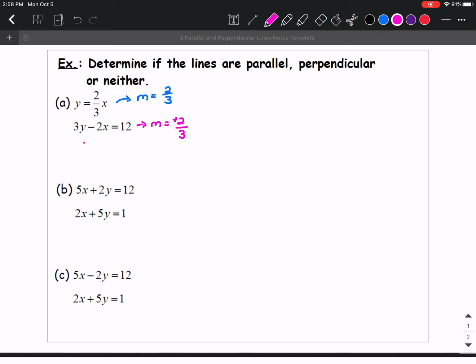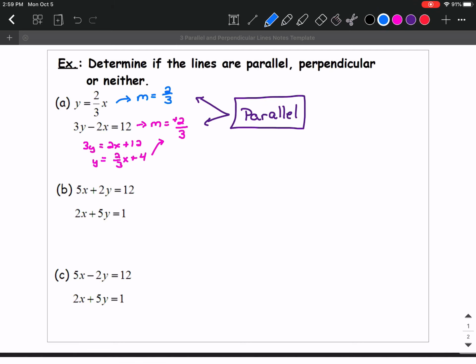Again, I could do the algebra and add the 2x, and then divide by 3, but you don't have to work the algebra out. Either way, you'll see that the slope is 2/3. And now that I know they both have a slope of 2/3, I can say that these lines are parallel. Okay, let's look at the next pair of lines.